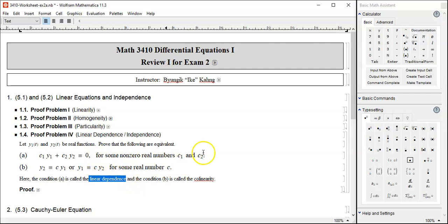Now, linear independence means there should not be those kind of real numbers c1 and c2. This one says for some real numbers c1 and c2, but there should not be any non-zero real numbers c1 and c2. So if you have this kind of equality, then c1 and c2 have to be both 0. That means linear independence. And linear dependence means there can be some non-zero.